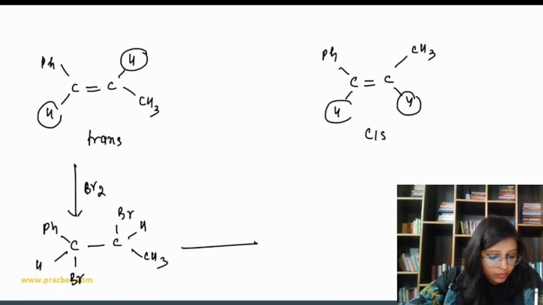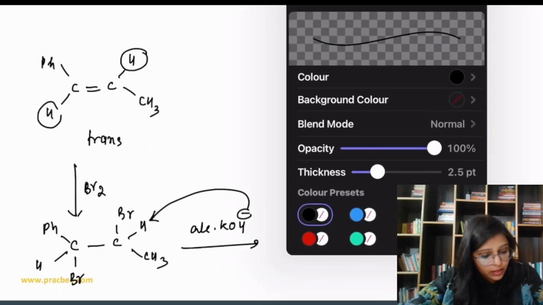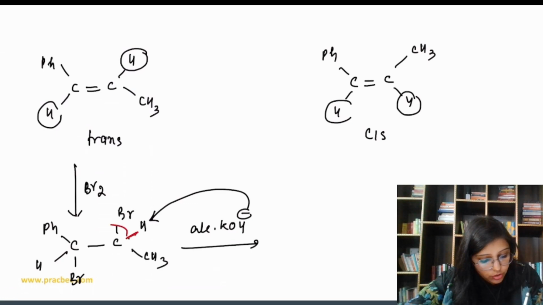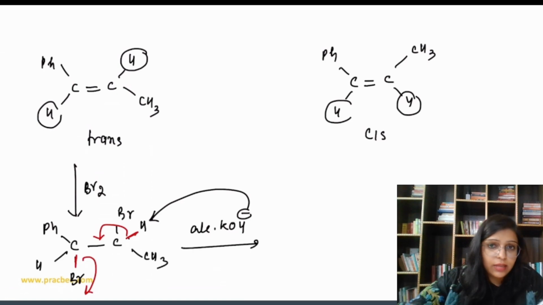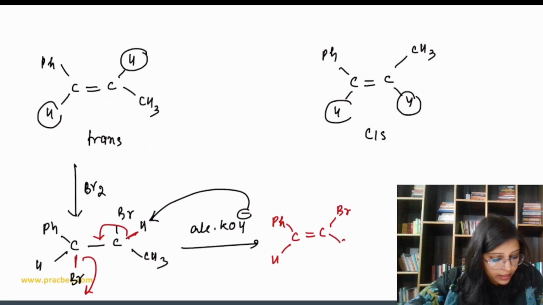Okay. Now we have what? Alcoholic KOH. Alcoholic KOH, OH minus, it takes hydrogen, right? And the electron of this bond shifts over here, and Br leaves. Dehydrohalogenation. So this is the elimination reaction. So we get C, H, double bond C, Br, and CH3.